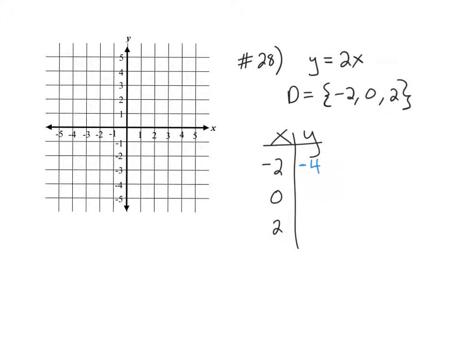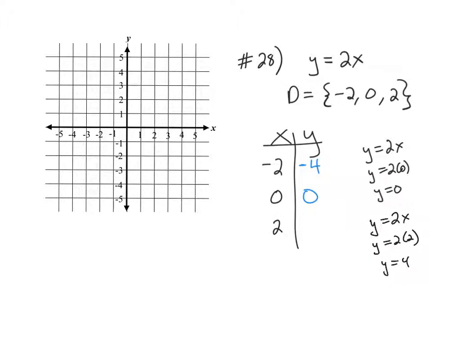Okay, so let's do that with the next one. I've got y equals 2x again, but this time I'm putting 0 in for x, and I get y equals 0. That means the output is 0 when the input is 0. And then for the last one, I've got y equals 2x, and this time I'm putting in 2 for x. 2 times 2 is 4, so I get y equals 4, which means the output is 4 when the input is 2. Now I just need to graph those.